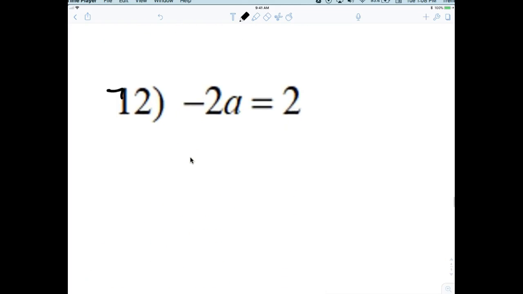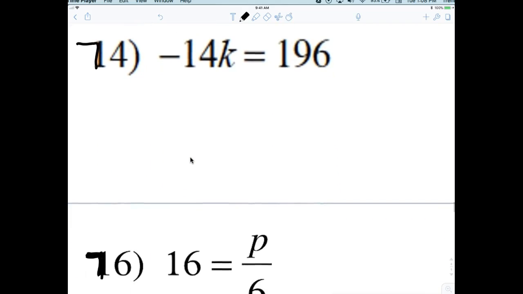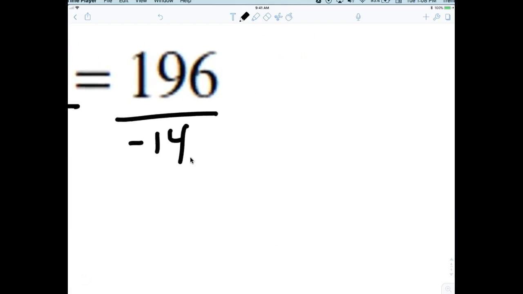These problems are easy. So now on this one, again, I'm taking the time to divide both sides by -2. So everybody should confidently tell me A is -1. Not that difficult. Again, multiplication and division, most kids find it easier. Now 74, dividing both sides by -14.